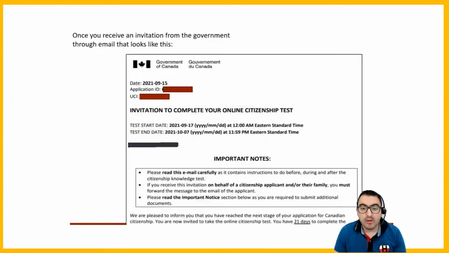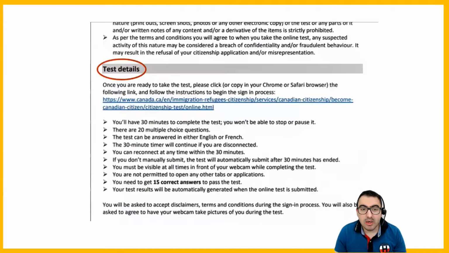Okay, so after you get this info, you will have to scroll down in the invitation letter to the section called test details. In the test details section, we have an important thing, which is the test link. This link will be used to start the exam, and it is a common link which everyone will use to start the process. So I will add this link under the video, so you can just click on the link at any time and go and take the exam.